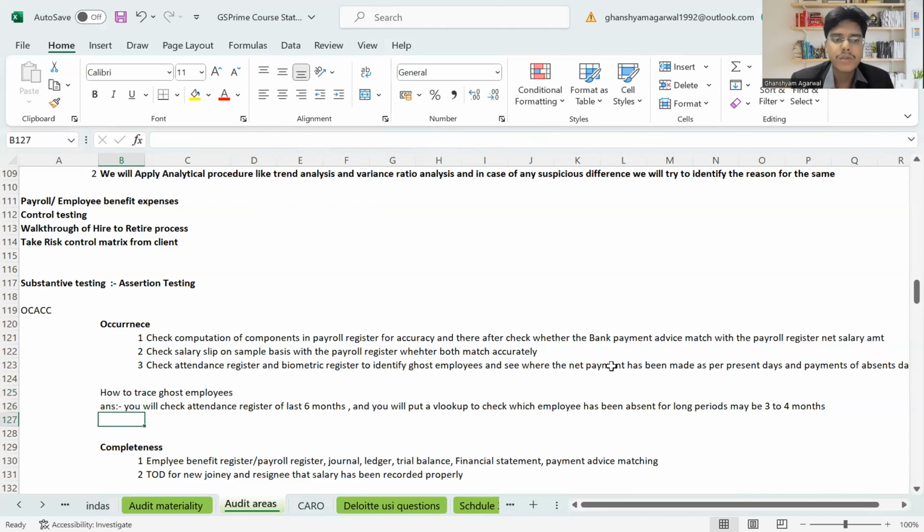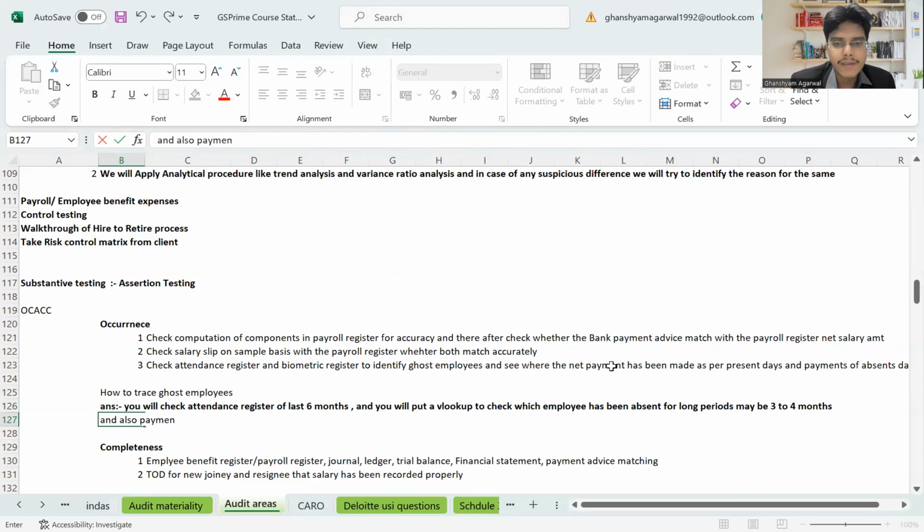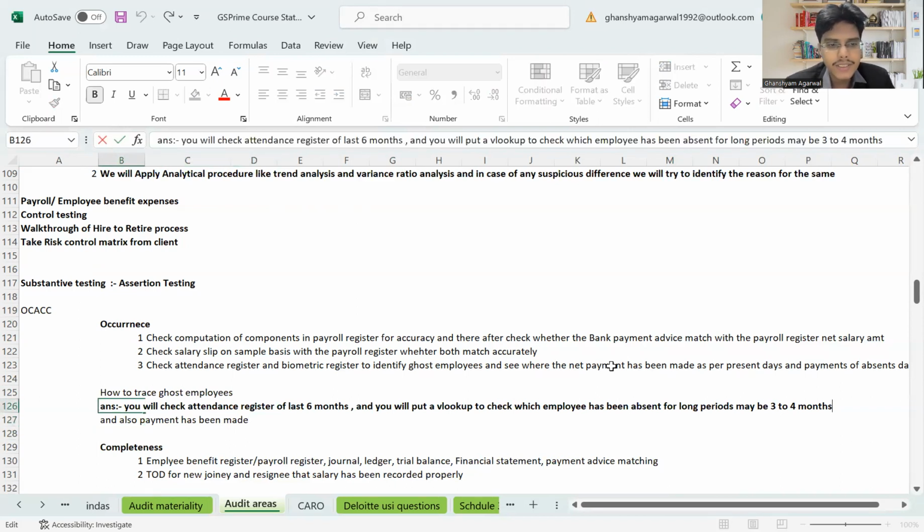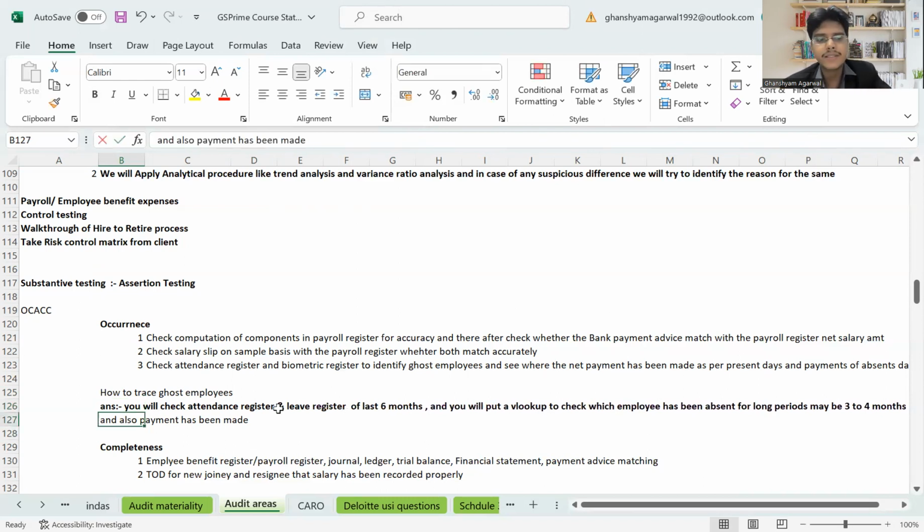This can be, and also supplementary payment has also been made. We will check the attendance register and the leave register, if they have a separate leave register. So you will check if the employee is absent and salary has been paid also, paid for the absence.